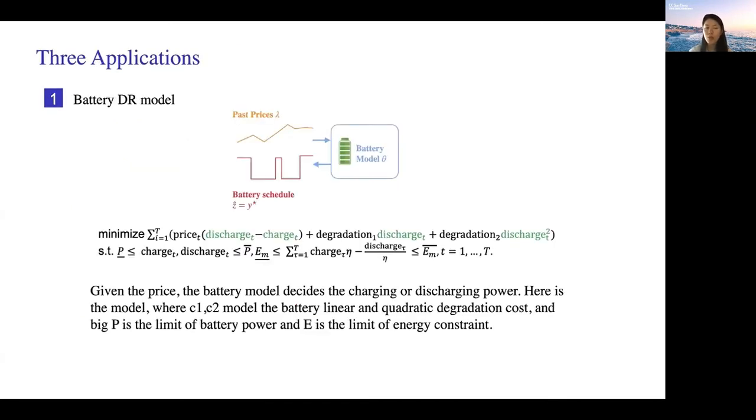In our work, we consider 3 applications. The first one is the battery demand response model. That is, given the price signal, the battery will decide the charging power and discharging power. It is an optimization problem. They want to minimize the energy cost and the degradation cost. First, the charging power and discharging power are within the power limits. And the second one is the energy constraints. In this model, the observation is equal to the decision variable of the optimization problem.